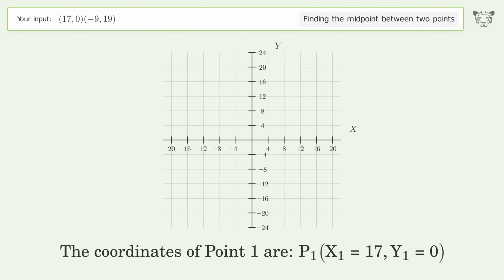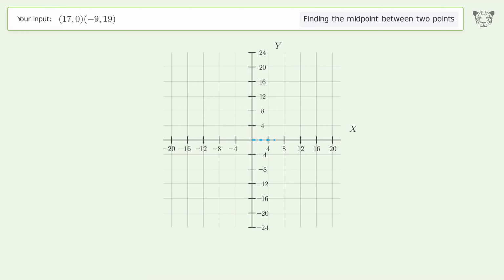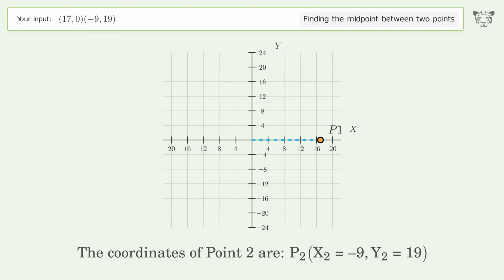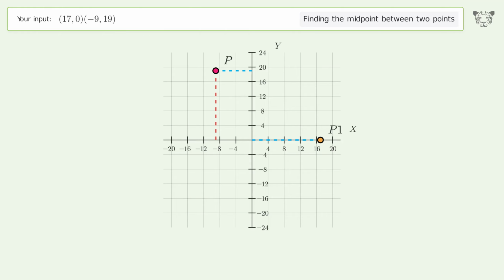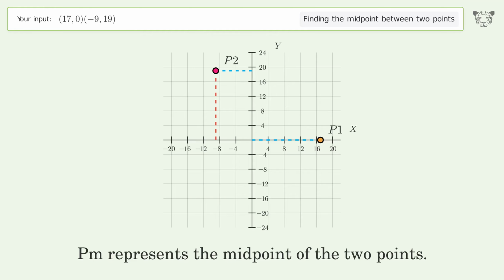The coordinates of point 1 are x1 equals 17, y1 equals 0. The coordinates of point 2 are x2 equals -9, y2 equals 19. PM represents the midpoint of the 2 points.